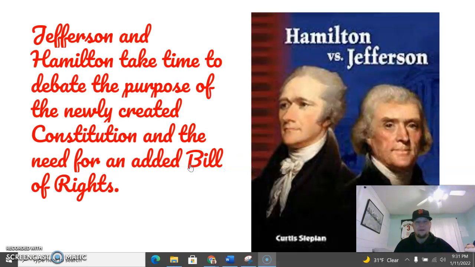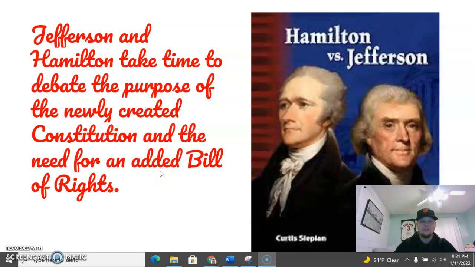So today, we're going to hear from the Founders, Thomas Jefferson and Alexander Hamilton. They're going to take time to debate the purpose of the newly created Constitution and what is the need for the added Bill of Rights. You're going to learn a little bit more in depth about the reasoning why one felt you needed the Bill of Rights and the other may not. You're going to try to figure out who thought what.